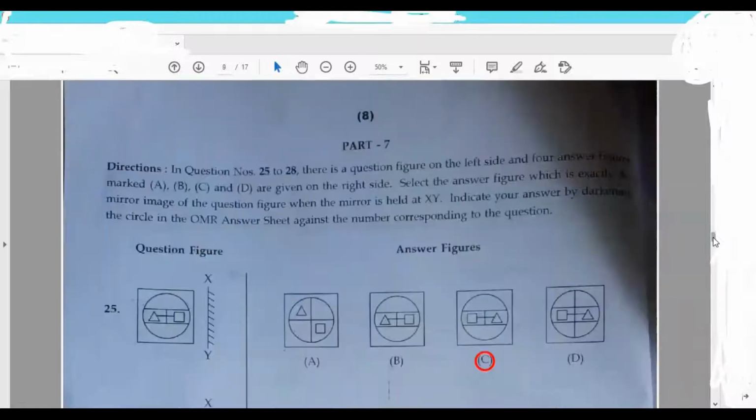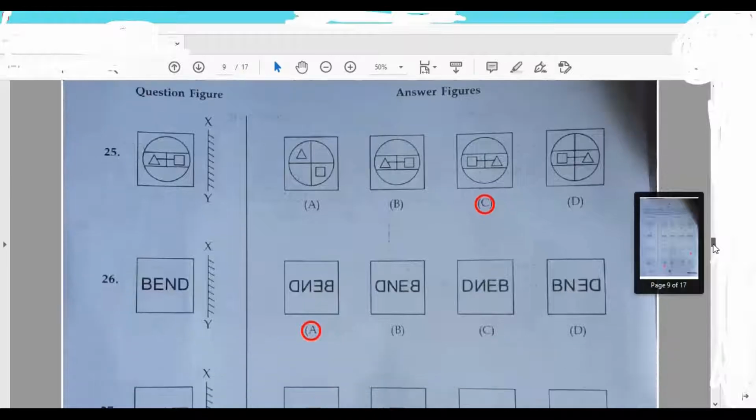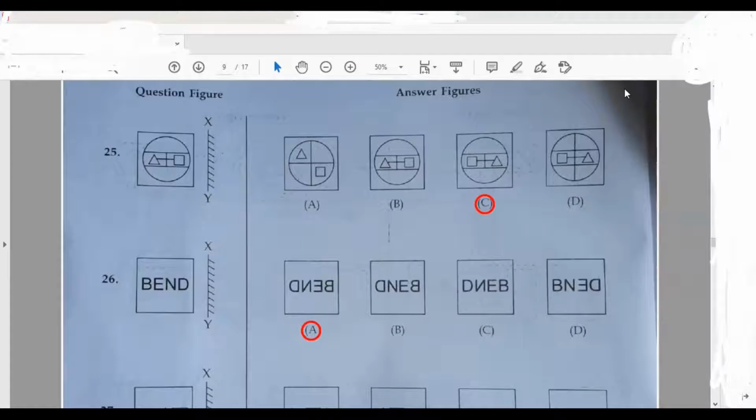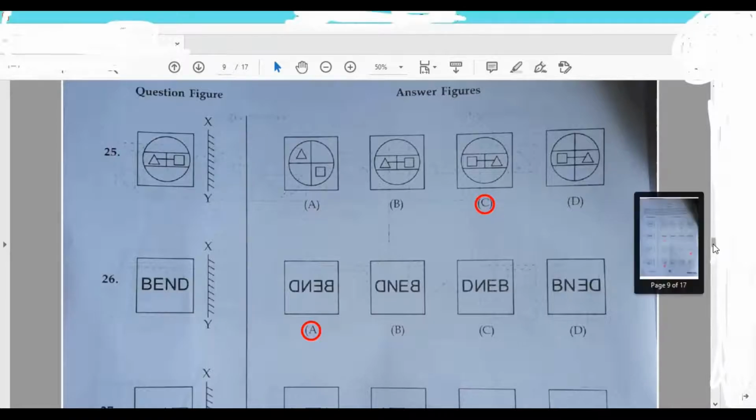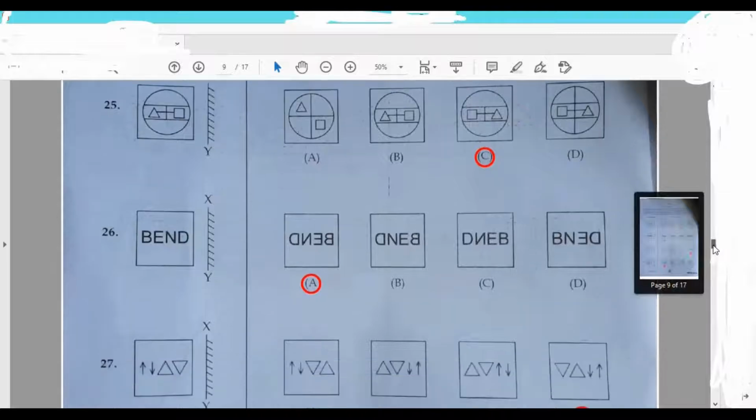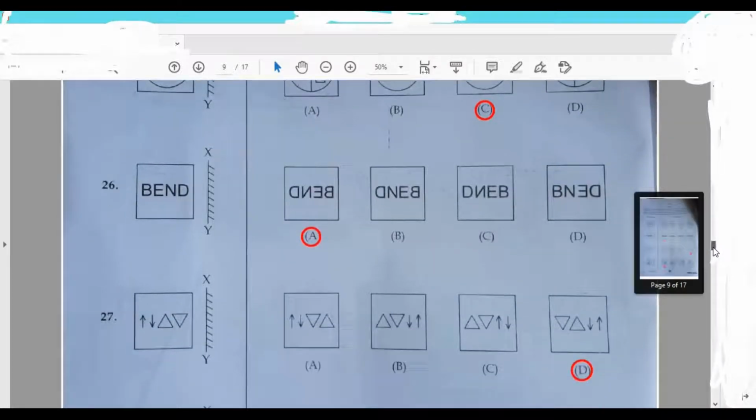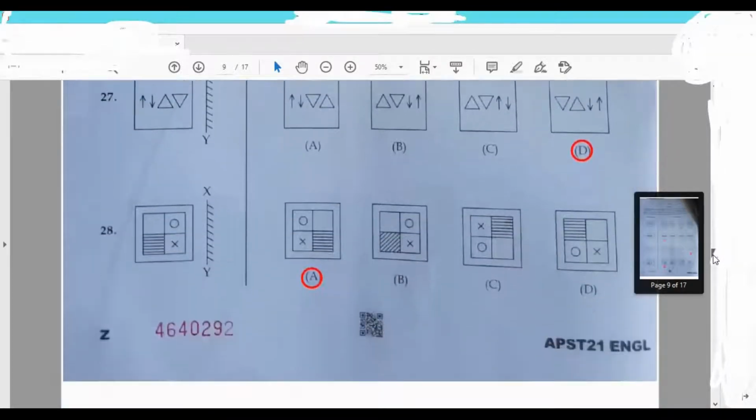Now let's discuss from 25th to 28th. You have to find the answer figure which is exactly the mirror image. So in a mirror image, what happens, friends? The right becomes the left and the left becomes the right, and the top and the bottom remain unchanged. So here, this will go on the left, this will go on the right. So the correct answer is C. For 26th, the same thing will be applicable, and the top and bottom will not change. So for 26th, it is A. For 27th, it is D. For 28th, it is A.